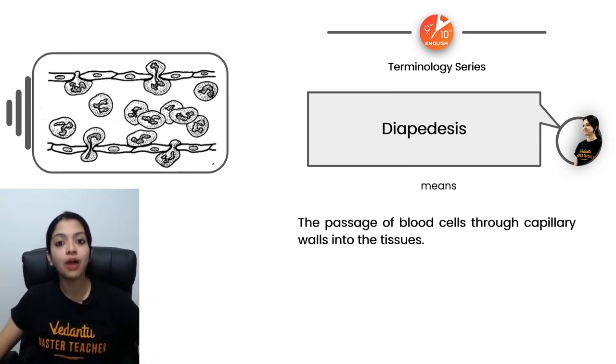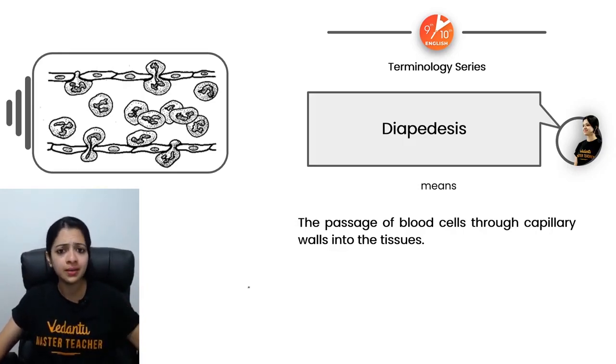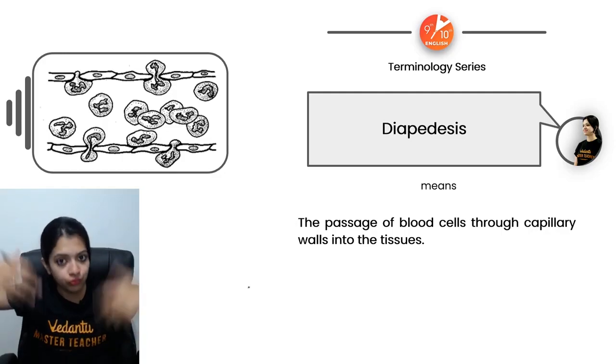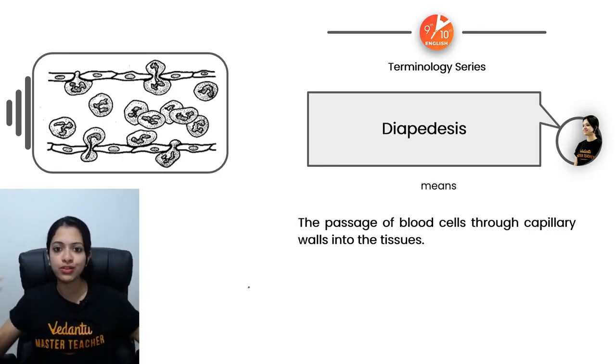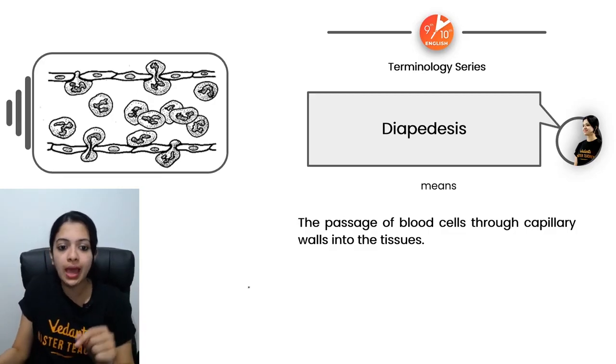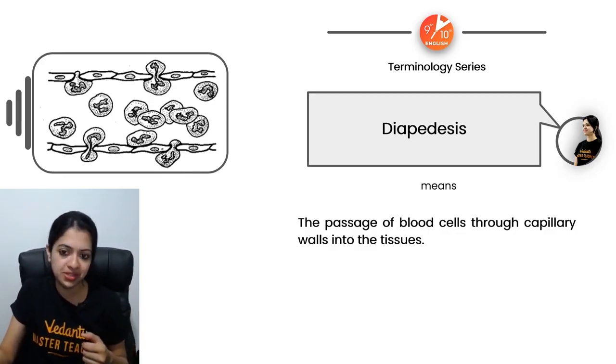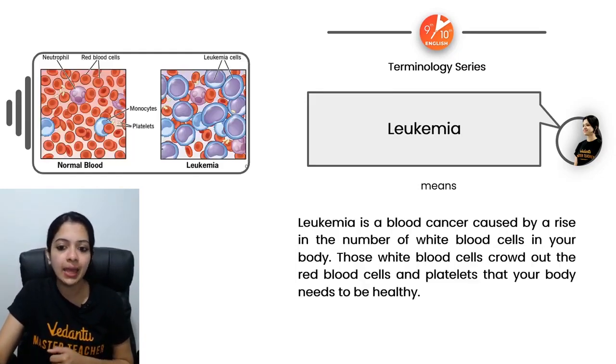Remember, I told you how tissue fluid is formed. Blood becoming tissue fluid, or rather tissue fluid getting formed from blood because of oozing out of the fluid part. This is what diapedesis is. The squeezing in of blood cells, or the passage of blood cells through the capillary walls into the surrounding tissues. This is what we call diapedesis.